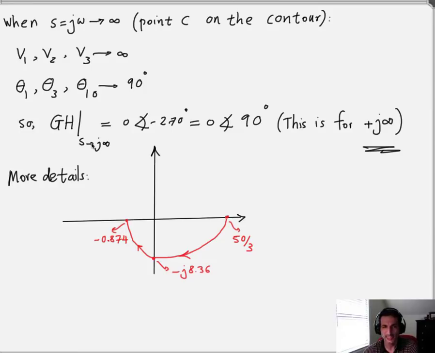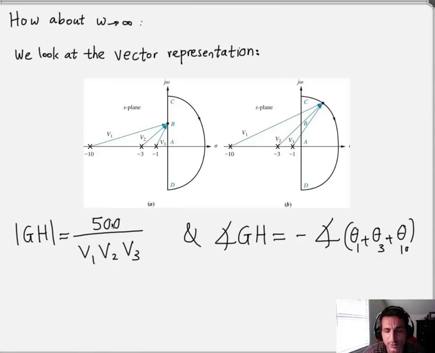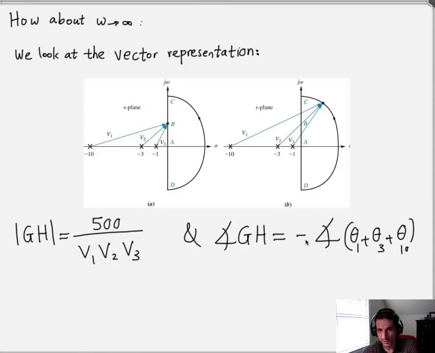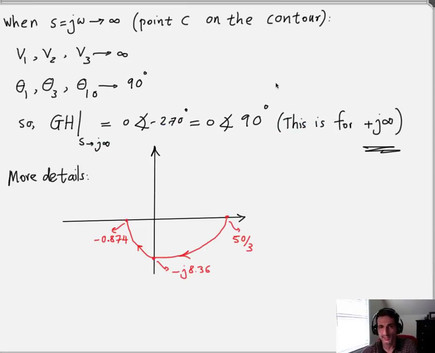GH at s equal to j omega, when omega goes to positive infinity, is just going to be 0 because of this. So now your magnitude is just going to be 500 divided by infinity, which is 0, and that's what you see here. And the phase angle is just going to be negative 90 plus 90 plus 90, which is going to be negative 270 degrees.